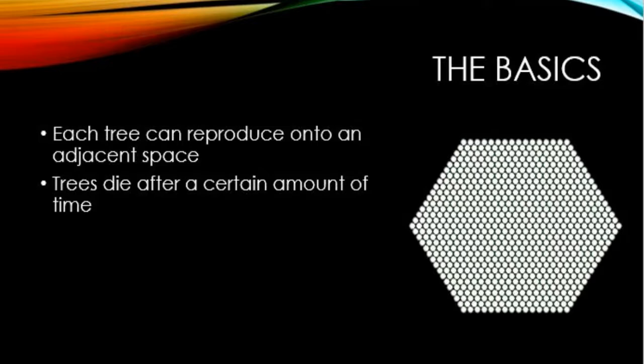Firstly, a brief introduction to the simulation. It exists on a hexagonal grid where every space has the potential to hold a tree. Each turn there is a certain probability that a tree will have a child on an adjacent space. And each tree only lives for a certain amount of turns before it dies. Let's put a tree on the grid and see what happens.